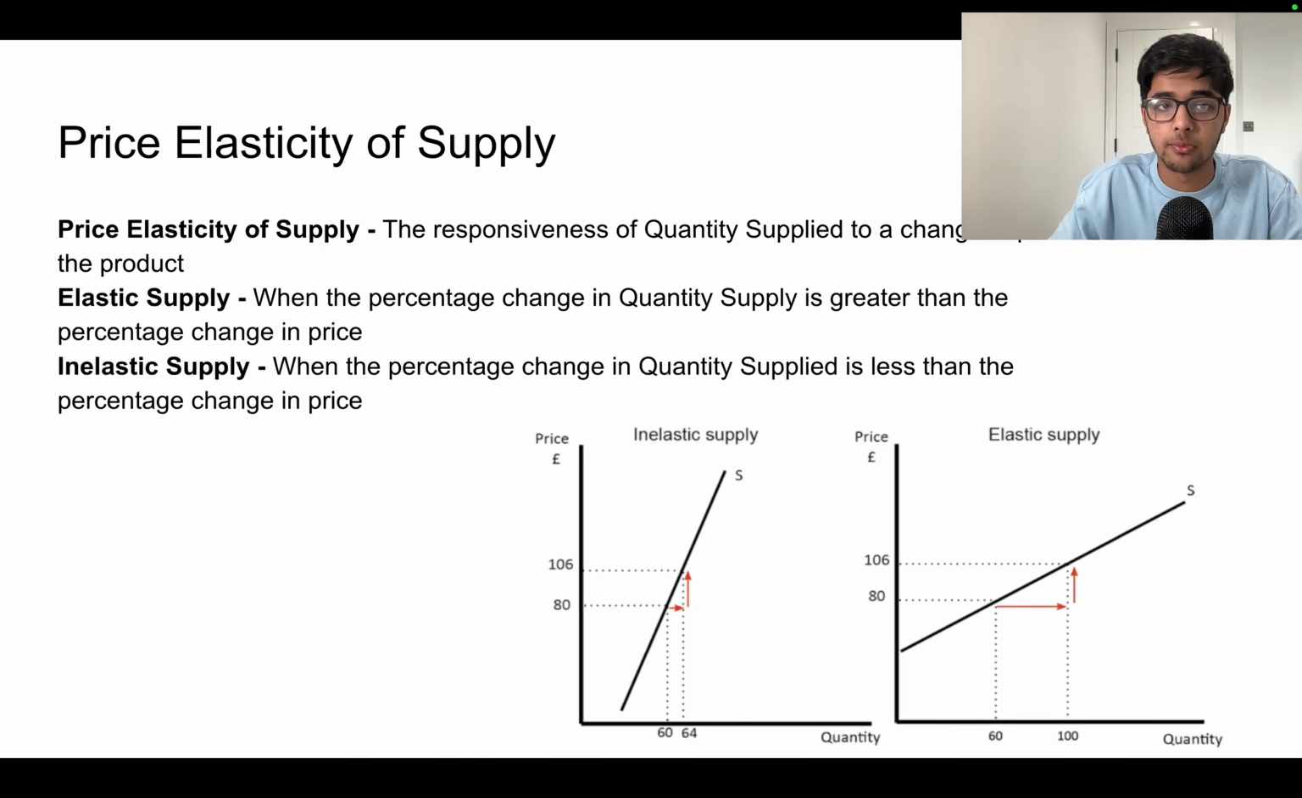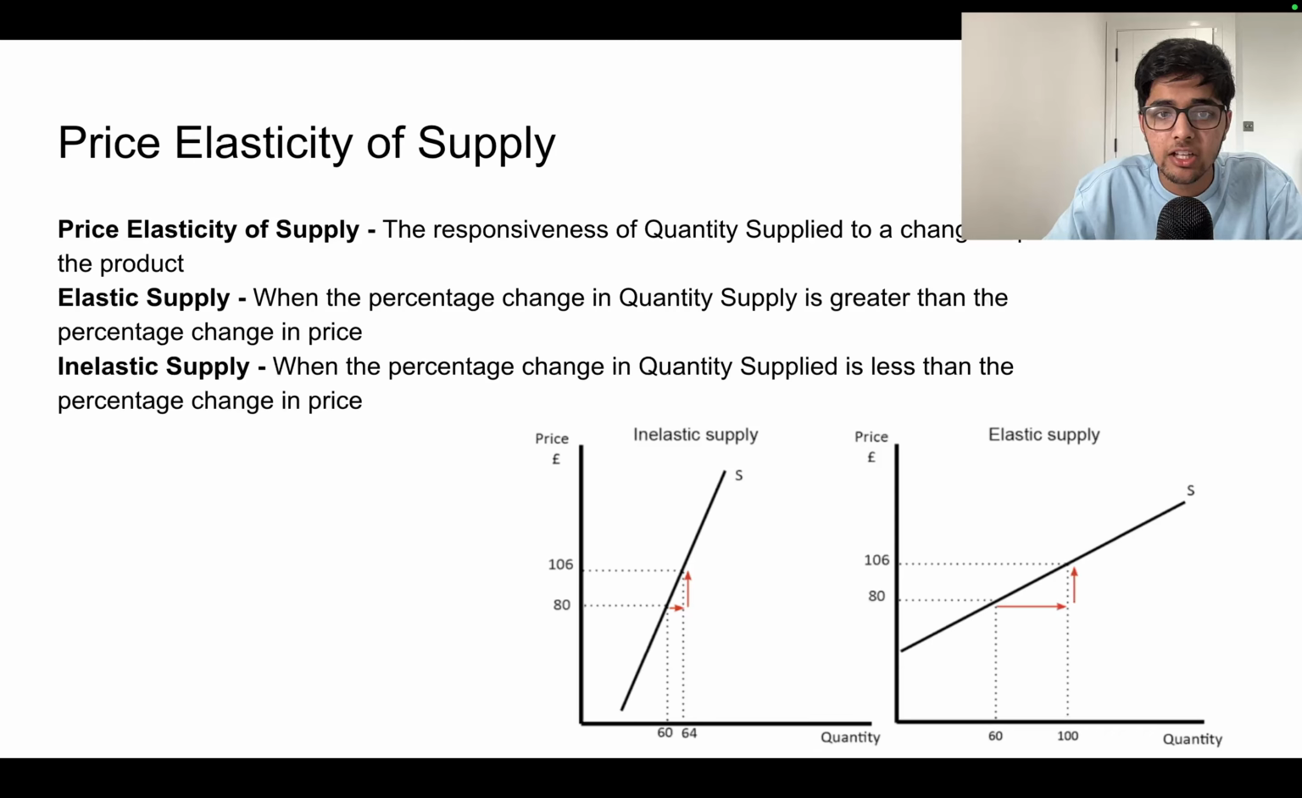Price elasticity of supply. Price elasticity of supply is similar to price elasticity of demand. It is the responsiveness of quantity supplied to a change in the price of the product. Elastic supply is when the percentage change in quantity supplied is greater than the percentage change in price.